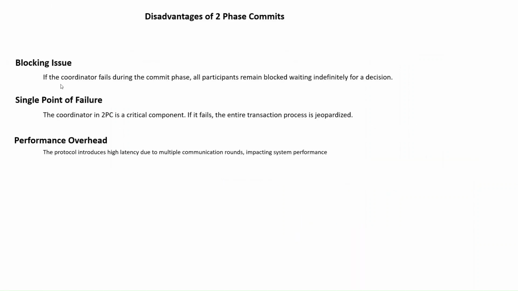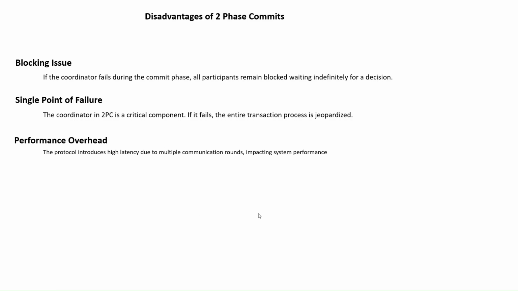One is the blocking issue. If the coordinator fails during the commit phase, all participants remain blocked, waiting indefinitely for the decision. The second disadvantage is the single point of failure. The coordinator in 2PC is a very critical component, and if it fails, the entire transaction process is jeopardized. The third one is the performance overhead. The protocol introduces high latency due to multiple communication rounds, impacting system performance.